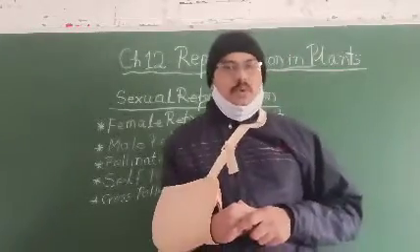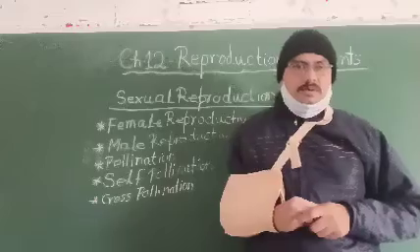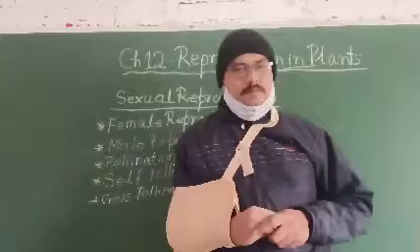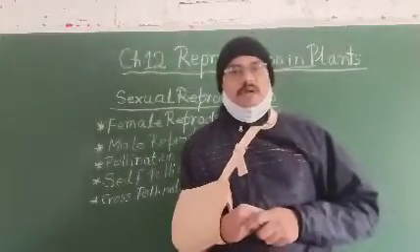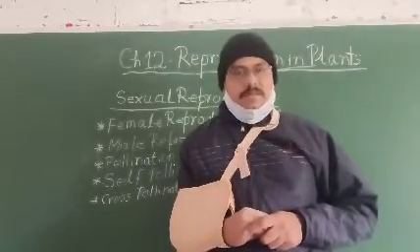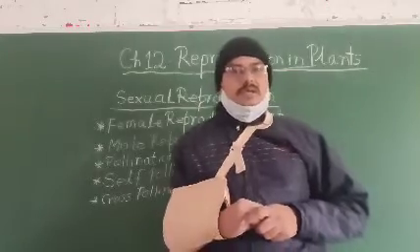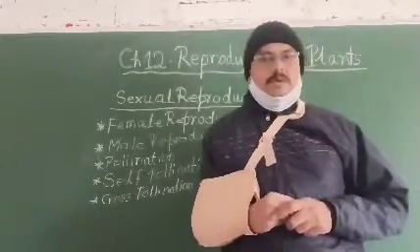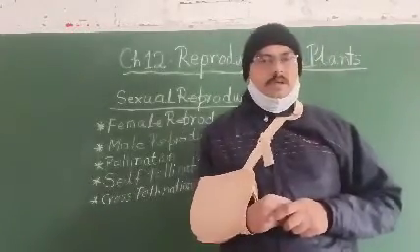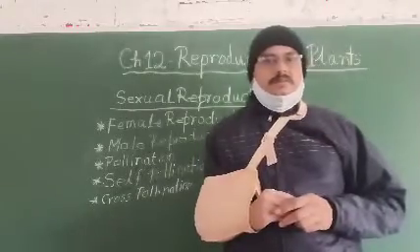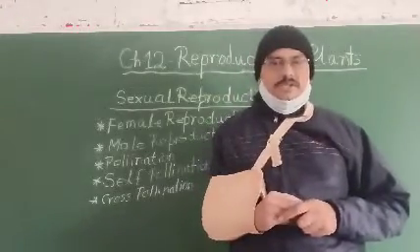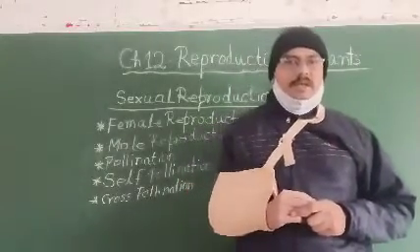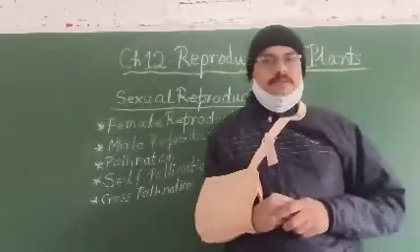the flower in which both the gametes are not present, any one of the gametes is present, either female or male, such type of flower is the unisexual flower, and reproduction takes place in such type of plant by cross pollination, that I will explain to you further.